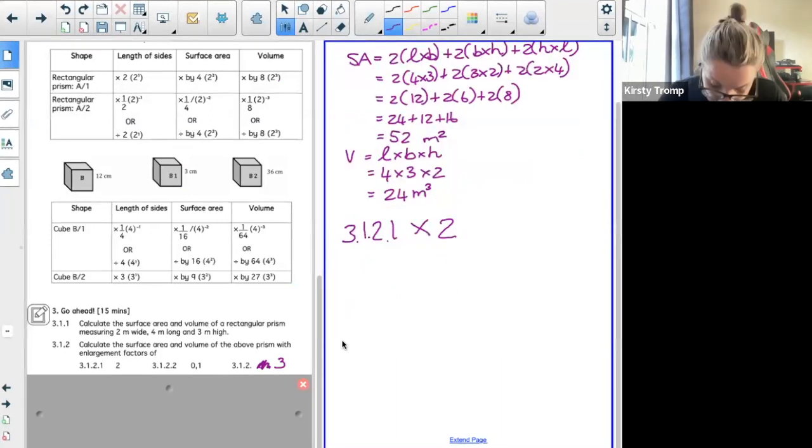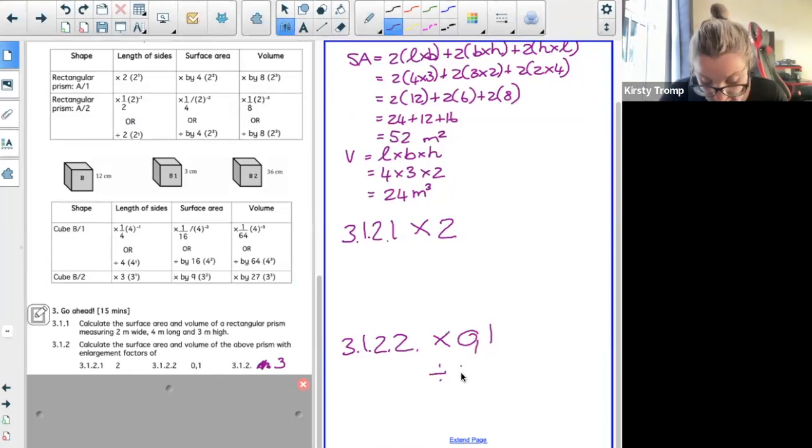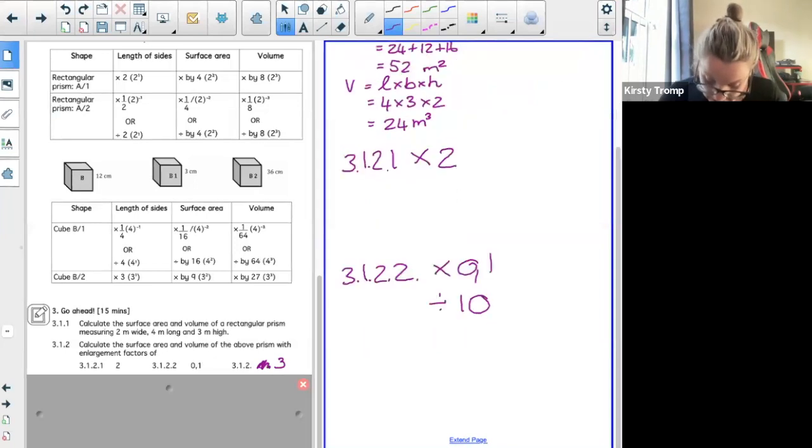Okay, for 3.1.2.2, they want us to times by 0.1, or we could say divided by 10. Either way, it's the same thing. And for 3.1.2.3, they want us to times it by 3.